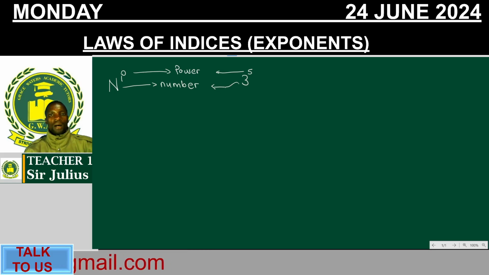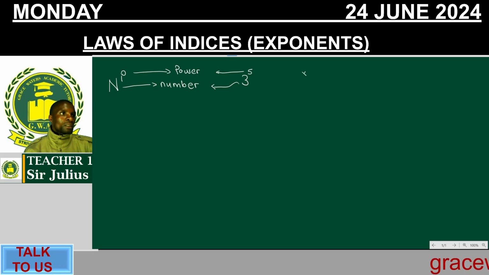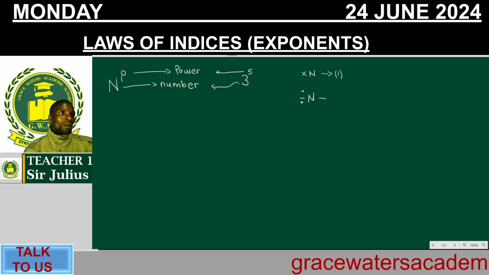Let us look at how this affects operations. The first thing I want to consider is multiplication and division of numbers. Meaning we want to multiply numbers and we want to divide numbers. This leads to law number 1 and law number 2 of indices.